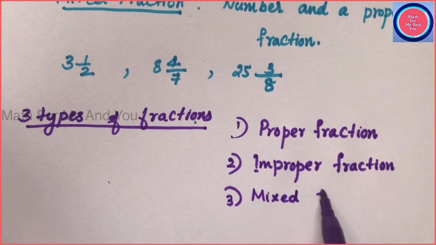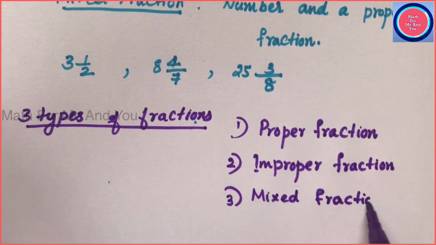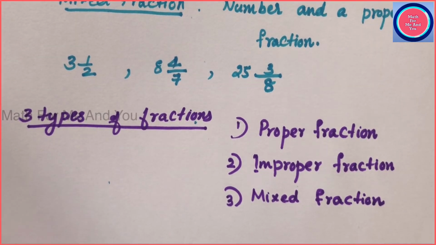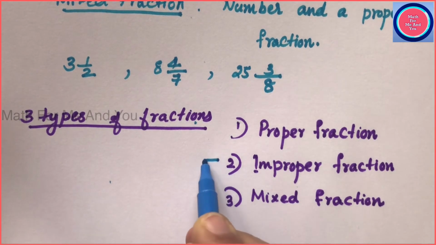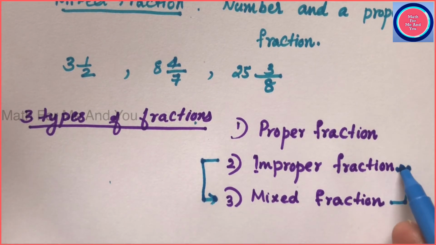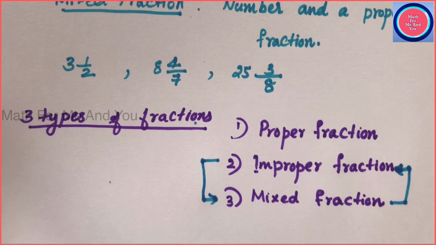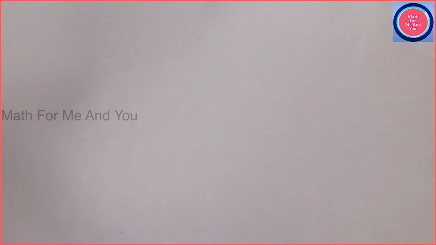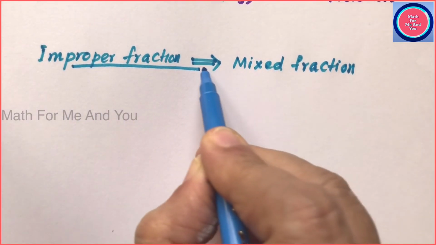Here a number is mixed with a proper fraction. We can change every improper fraction as a mixed fraction. That means there is a connection between improper fraction and mixed fraction. Every improper fraction we can change to a mixed fraction. Also the opposite we can do. That means if we get a mixed fraction, we could change it as an improper fraction. We are going to practice that: how to convert or change an improper fraction to a mixed fraction and the opposite, mixed fraction to improper.